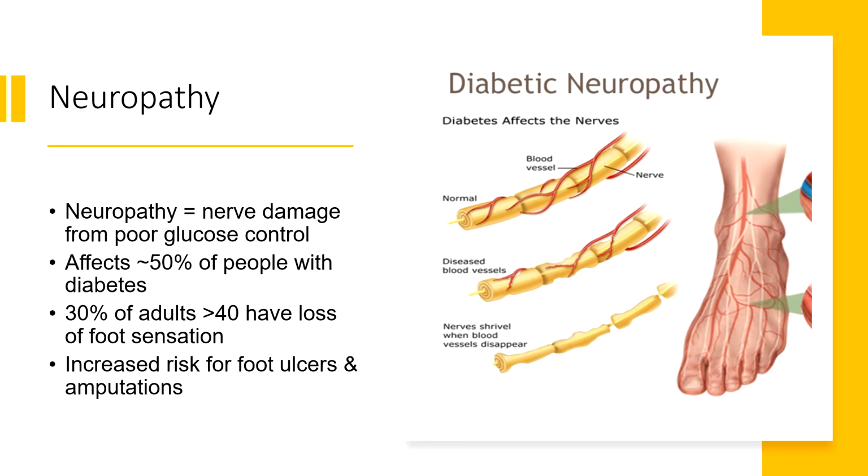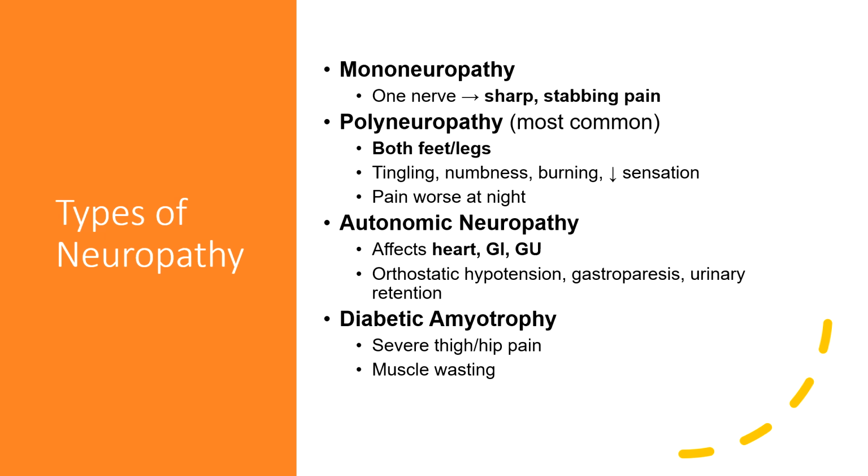When we talk about neuropathy, there are three main types that you need to recognize. All right, so we start with mononeuropathy, which affects single nerves and can cause sudden sharp pain, often due to poor blood flow. Polyneuropathy is the most common type and usually affects both feet or legs equally. Patients tend to report tingling, numbness, burning, or a loss of sensation with pain that is often worse at night.